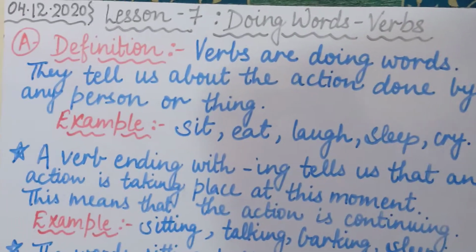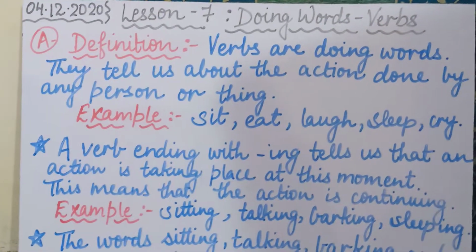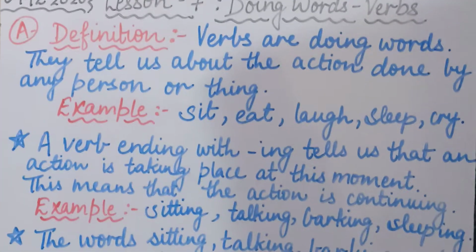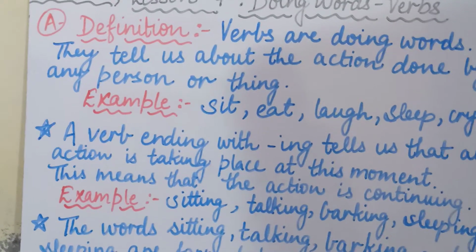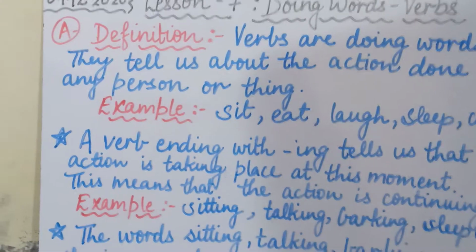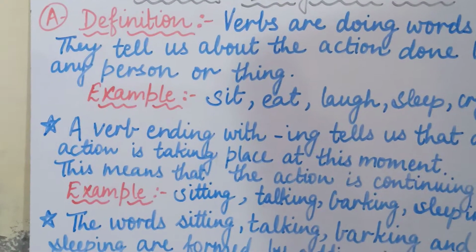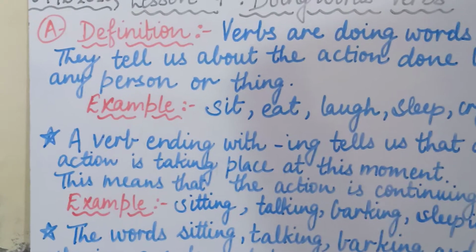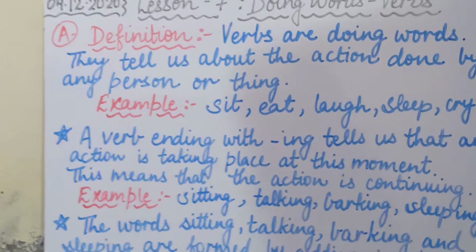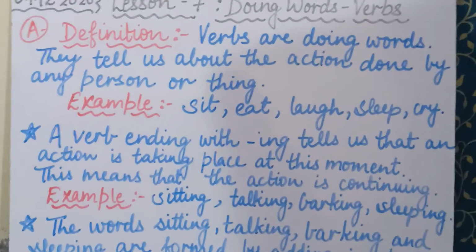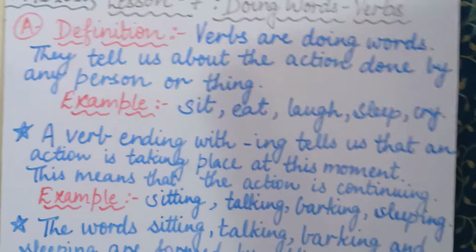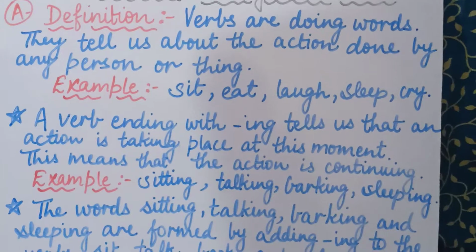So children, as you all know, this week we have started our new chapter, chapter number 7, doing words, verbs, in English language. Today's English language online period, we have completed our book exercise, and I have also explained this chapter, this topic, 2-3 times. Now if there is any problem in this chapter, children, you can message me in the comment box and ask me.